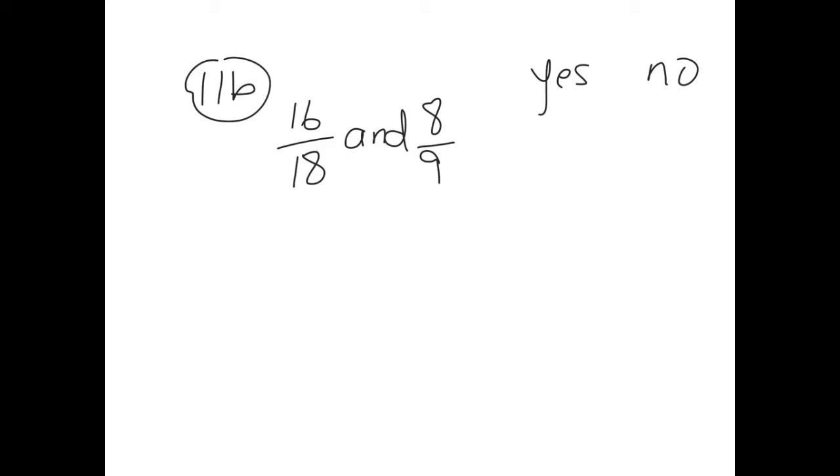All right, if you're here with me, the directions for 11 say choose yes or no to tell whether the fractions are equivalent. So here they give us 2 fractions, 16/18 and 8/9. And what I'm wondering is, can we find a mathematical rule, either a multiplier or a divisor, that works for both? Remember, it's got to be the same, because that's how equivalent fractions work.